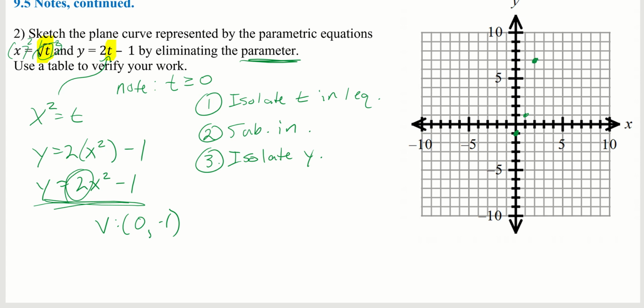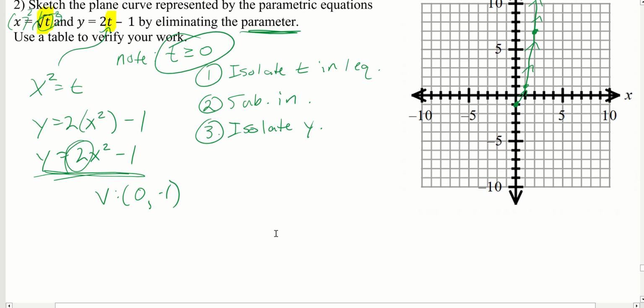Cool. And so the only restraint I have is that the time needs to be greater than 0. So I'm going to start here and shoot up. And it's going in that direction. And so that would be my parametric equation graph there.